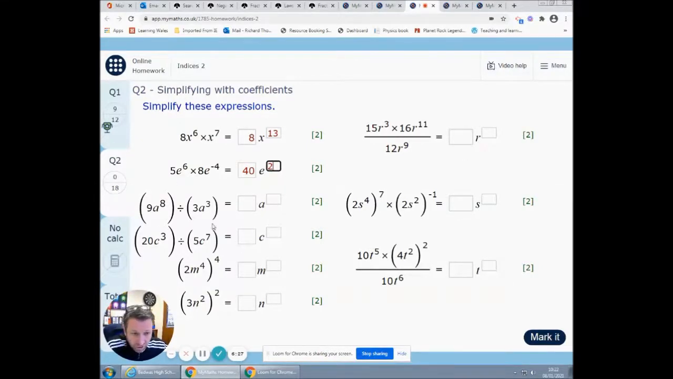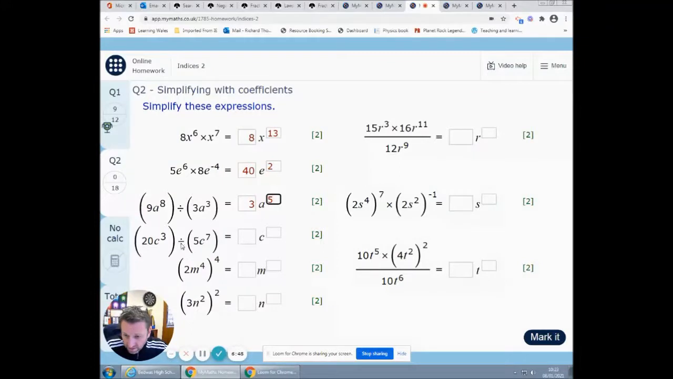I will actually do them all, I think. Right, these ones here. Again, do the main integers first. 9 divided by 3 is 3. And then I've got a to the 8 divided by a to the 3. So you subtract the powers. This time, 8 take away 3 is 5.